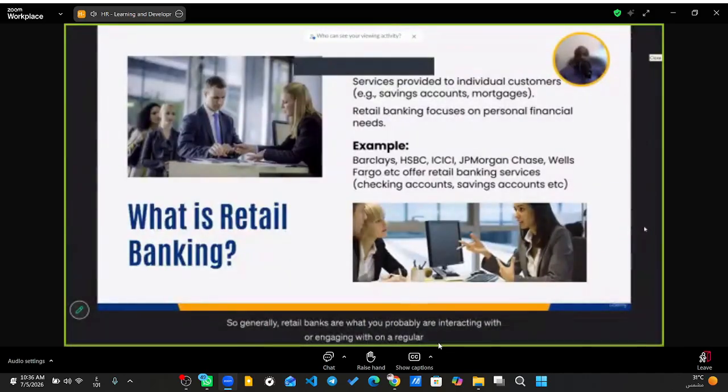So generally, retail banks are what you are probably interacting with on a regular basis, except if you're operating through your business. It's probably where salaries get paid into, and you take expenses for the month out, like paying your rent and so on.